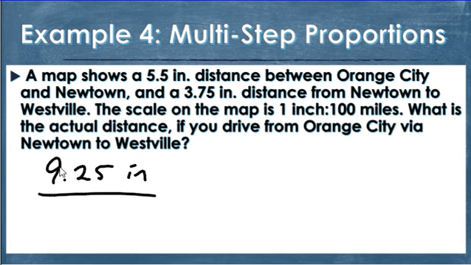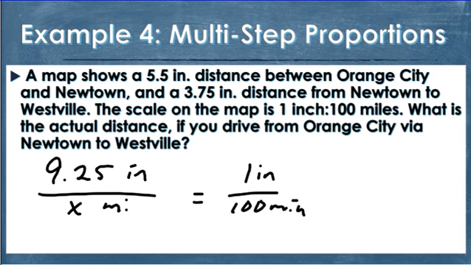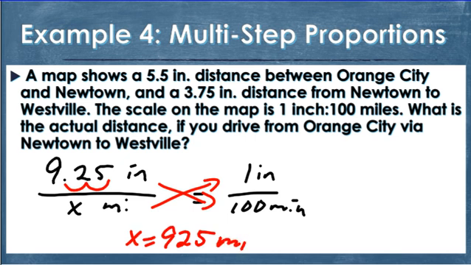We need to know what's the total miles. I don't know what the miles is, so I'm just going to put it over X miles. But I know the ratio is 1 inch over 100 miles. So again, I can cross multiply and divide, really divide by 1. I just take the 9.25 times 100, which just really moves the decimal place 2 places. So X would have to be 925 miles.